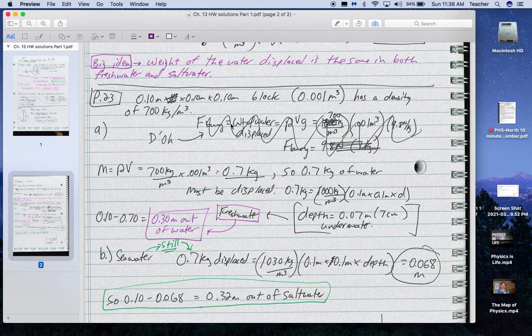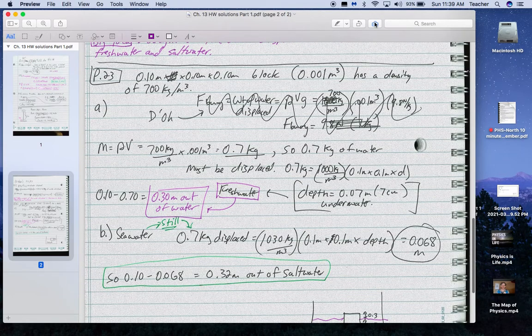If it's fresh water, again, I'm going to use my density equation. Rho equals m over v, so mass equals rho times v. I get that this block would be 0.7 kilograms of mass. So it has to displace 0.7 kilograms of water. Again, I could have everything multiplied by g in here if we want. So that says the depth would be 0.07 meters, 70% underwater, 30% out of water. So that really should be 0.30, not 0.03.